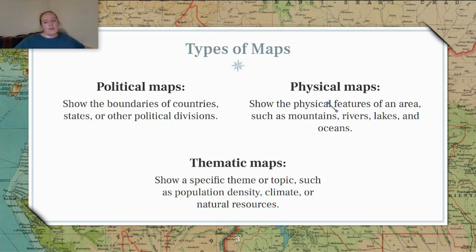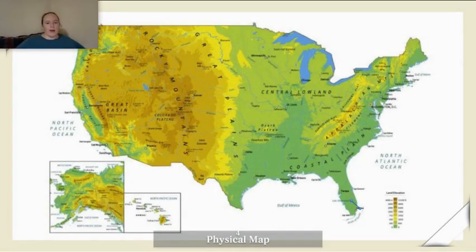On physical maps, these show the physical features of an area. So the landforms such as mountains, rivers, lakes, and oceans. Then we have thematic maps. They show a specific theme or topic, such as population density, climate, or natural resources. So let's go ahead and look at our first type of map. We're going to start with physical maps.